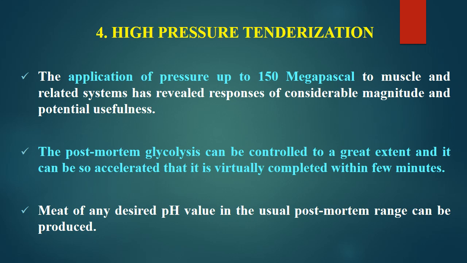So this high pressure on the muscle can heavily accelerate the post-mortem changes, and even it can be completed within few minutes. The meat of any desired pH value in the usual post-mortem range can be produced. So in this high pressure technique, we can produce the meat with desired pH in the post-mortem range as we desire.